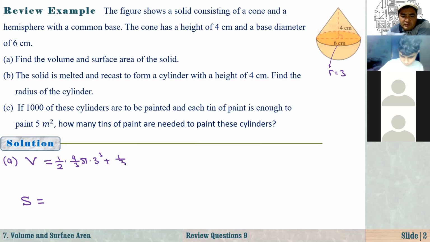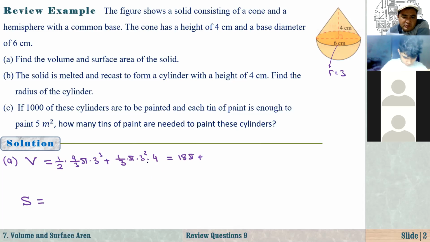That's equal to 1/3 times pi times radius squared, that is 3 squared, times height. Height is 4. So let me simplify this first. 4/2, that's equal to 2. 2 times 9, 18 pi. So here we have 18 pi.